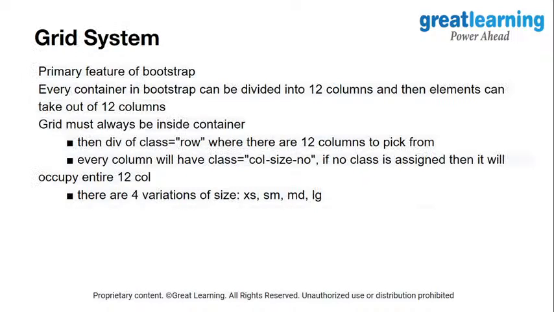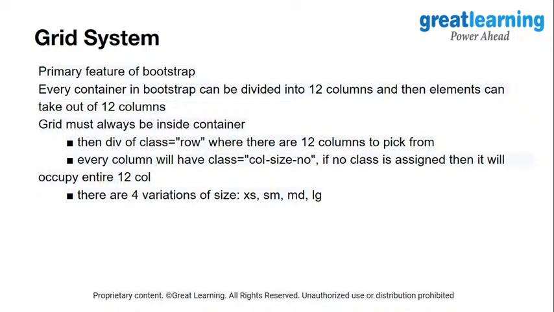Now finally we are at the last topic, the grid system. This is the primary feature of Bootstrap. Every container in Bootstrap can be divided into 12 columns, and elements can take up those 12 columns. So you have 12 columns, and then you have to decide which portion gets which.